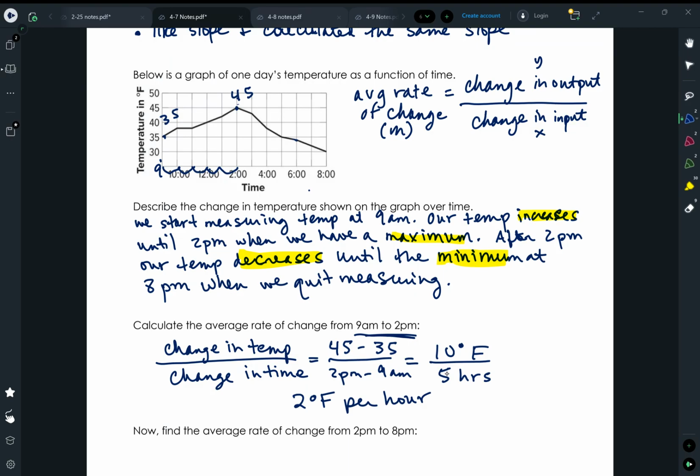10 divided by 5 is 2. So 2 degrees Fahrenheit per hour is what we're increasing by. And it is Fahrenheit because it tells me that over on the graph here.